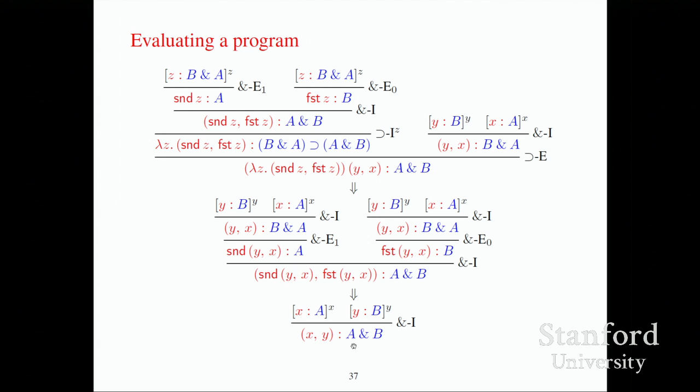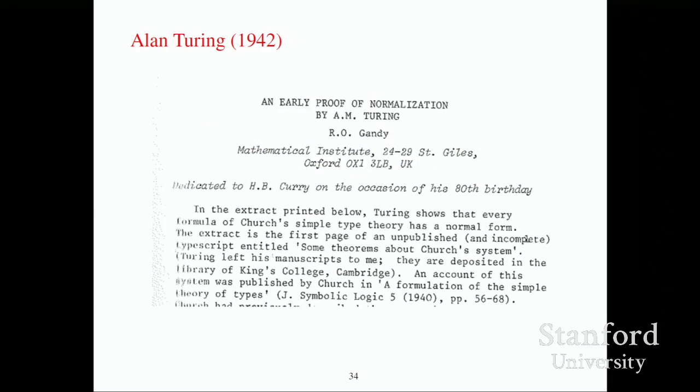So now we've evaluated our program. The swapping program applied to yx gives us xy. And as I mentioned, this process will always terminate. And the first proof of that was actually written down by Turing. Turing also wrote down the proof explaining that lambda calculus was equivalent to Turing machines.